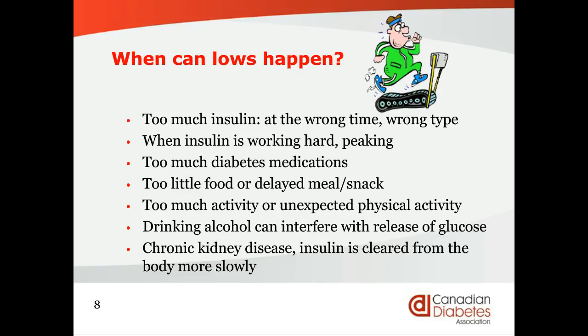When you take too much insulin, you take the insulin at the wrong time or the wrong type. For example, if you're taking meal insulin during the day and long-acting insulin at bedtime, if you make a mistake and take the meal insulin or the rapid-acting insulin at bedtime, what will happen is it's the wrong insulin at the wrong time, wrong type at the wrong time. Your blood sugars can go low.